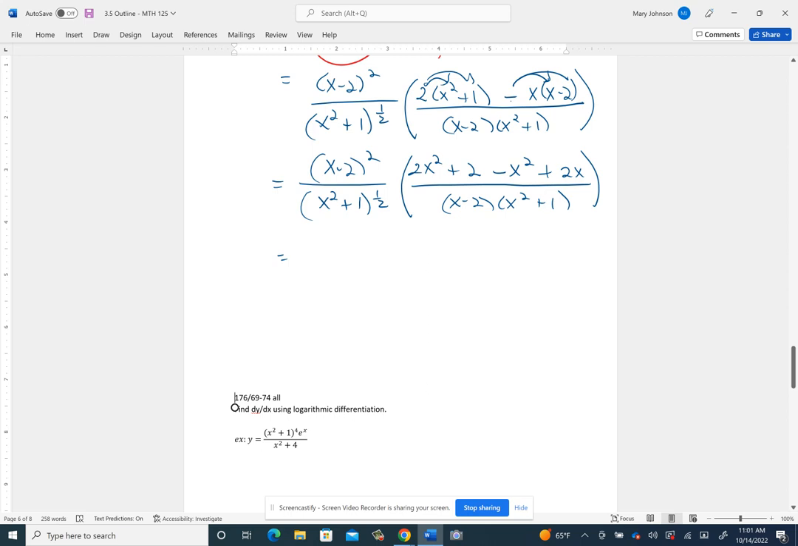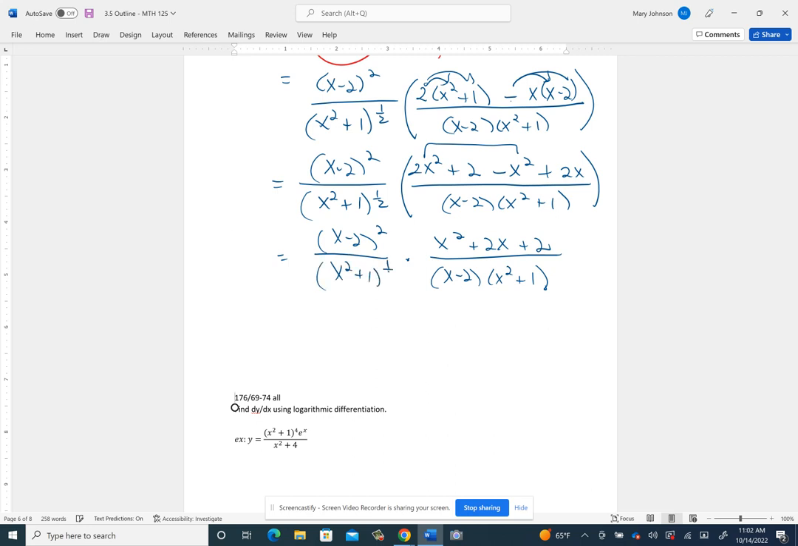Okay, so now what I'm going to do is combine like terms. So these are like terms, and I'll wind up with x squared plus 2x plus 2. In the denominator, I still have (x minus 2)(x squared plus 1). And over here, I have (x minus 2) squared and (x squared plus 1) to the 1/2 power. All right, the last thing I'm going to do to clean it up is notice that there's an x minus 2 top and bottom, so I can knock out one of the x minus 2s.